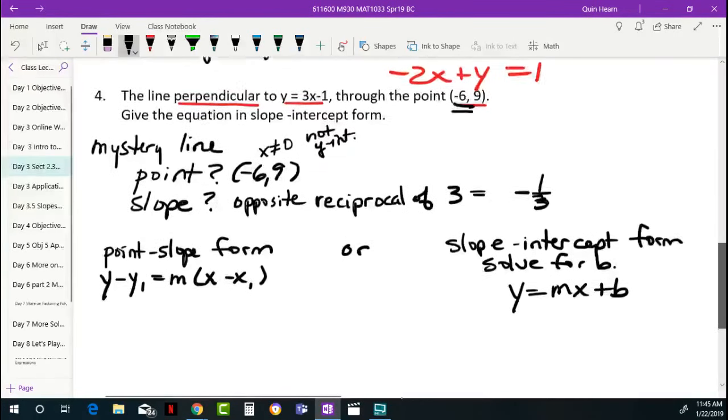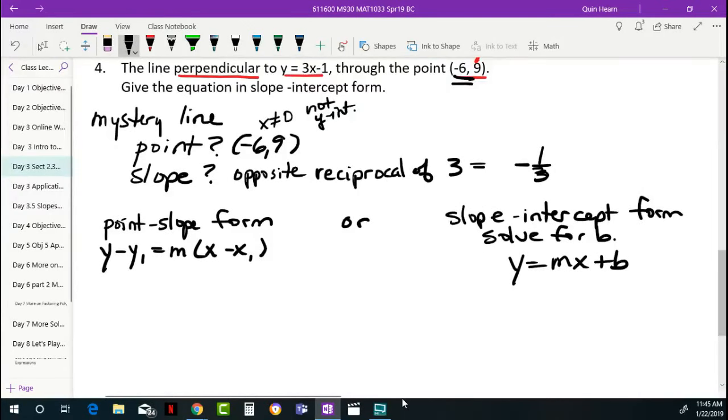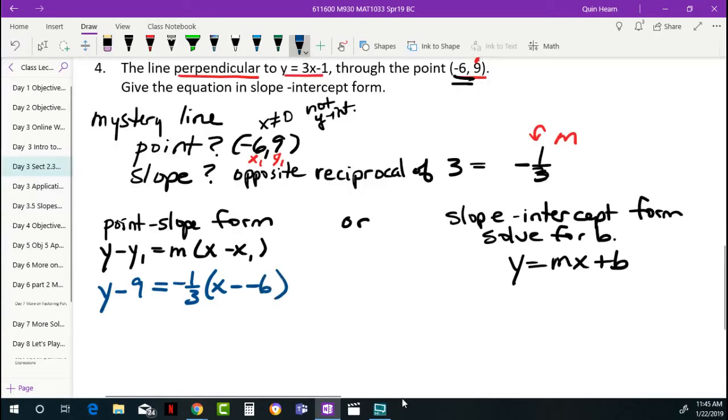All right, so if we use the point slope form, we just have to identify x1 and y1. X1 is going to be negative 6, y1 is going to be 9, and we already found that our slope is negative 1/3. So plugging in, we would have y minus 9 equals negative 1/3 times x minus negative 6. Make sure to include the sign there.